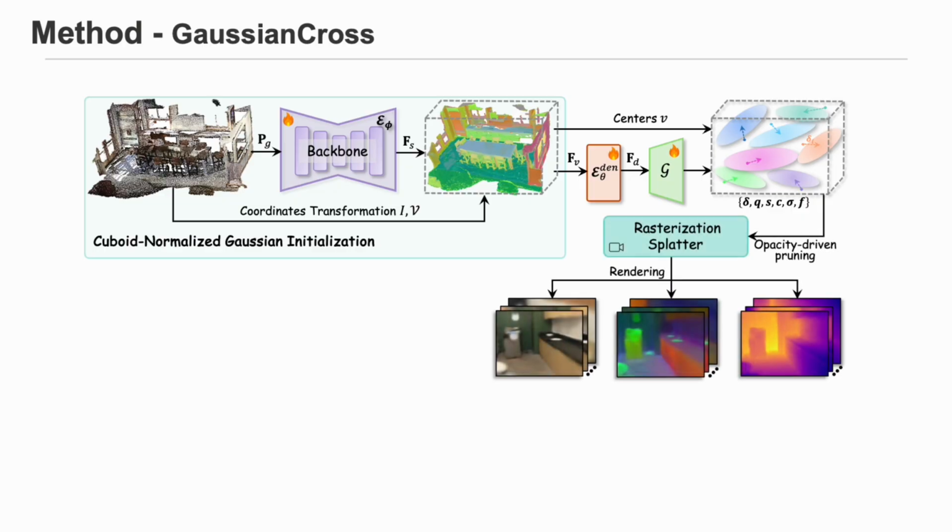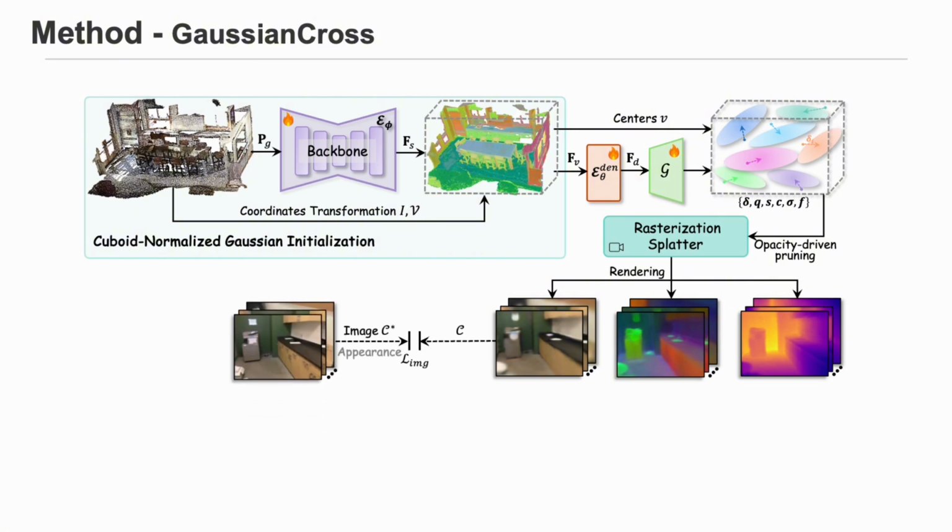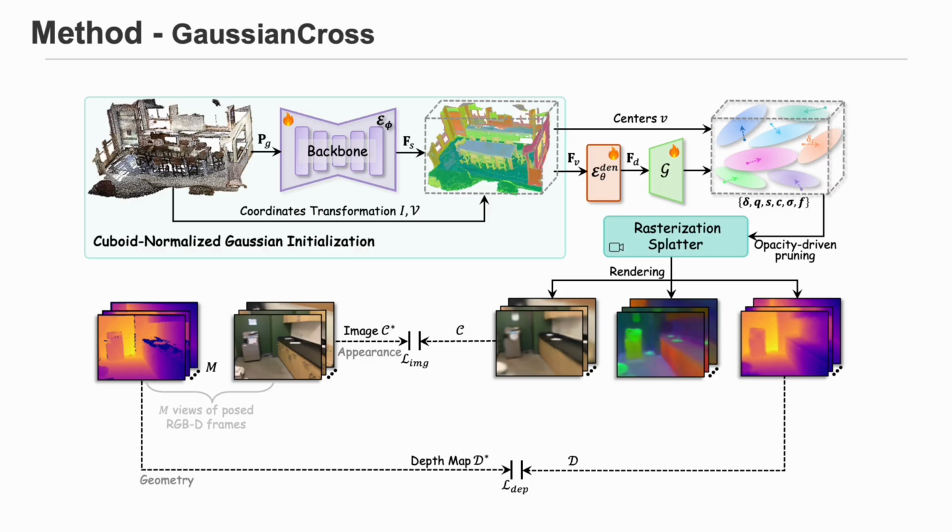Finally, we leverage a tri-attribute rasterization splatter to render multi-view images, depth, and feature maps, enabling the model to pursue the underlying appearance, geometric structure, and semantic information. The rendered images are supervised by ground truth color images by L1 loss. The splat depth maps are also supervised by L1 loss with invalid pixels.